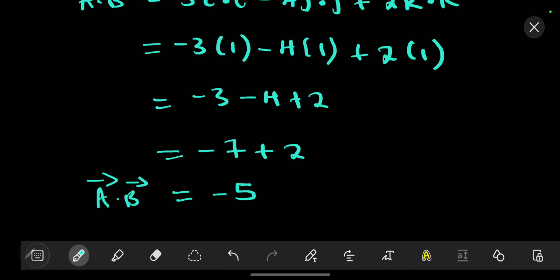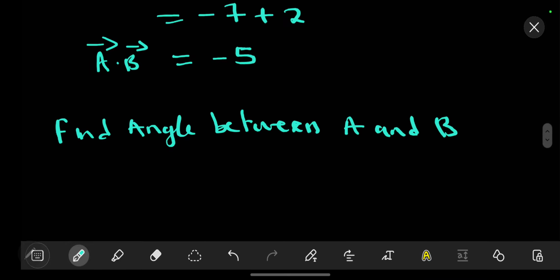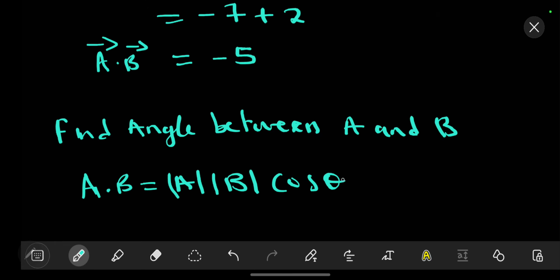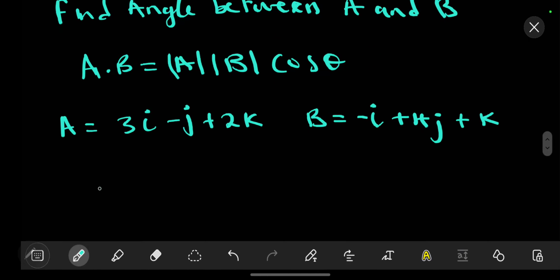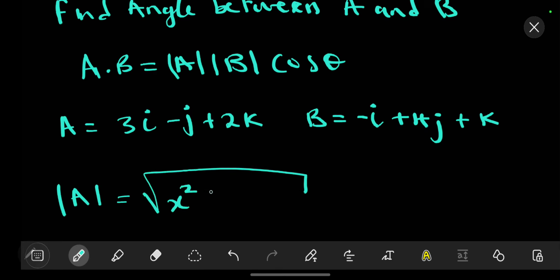Now let us find the angle between these two. In order to find the angle, we need to go back to our formula. The formula that connects the dot product and the angle is a dot b equal to the magnitude of a times the magnitude of b times the cosine of theta, where theta is the angle between them. So how do you find the magnitude? To find the magnitude of a, this is the formula we are going to use: the square root of x squared plus y squared plus z squared.